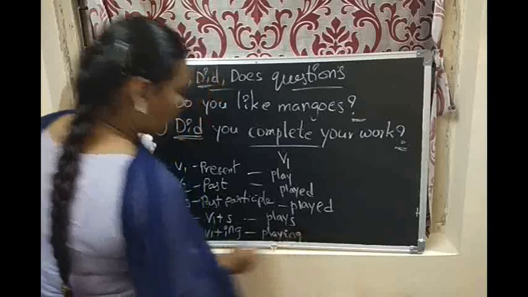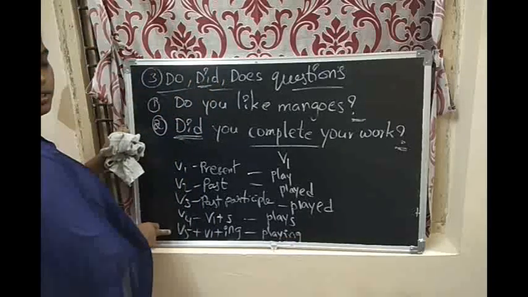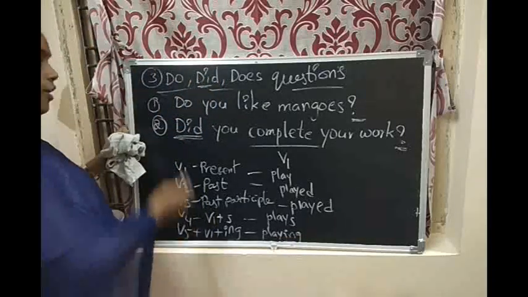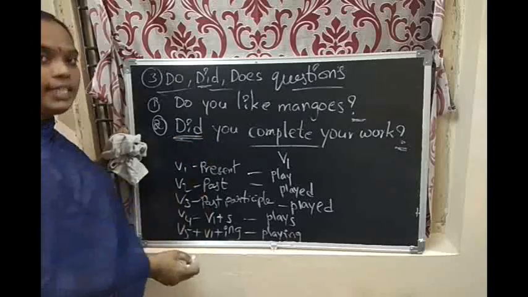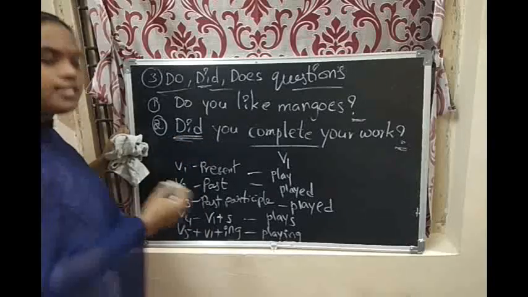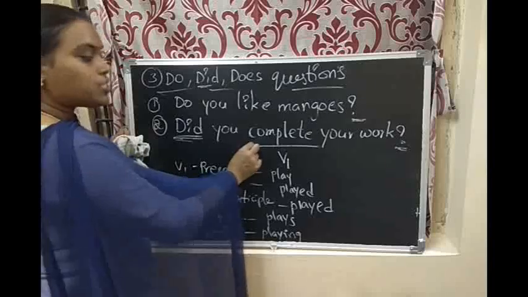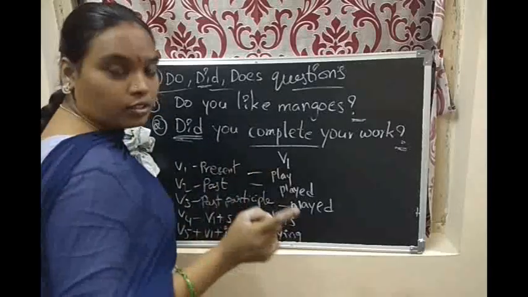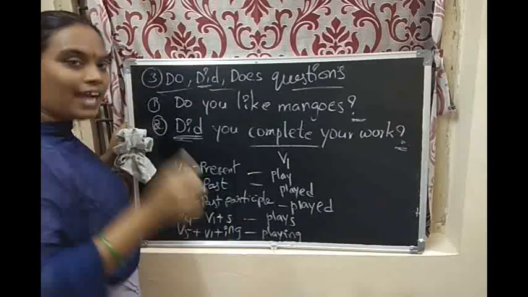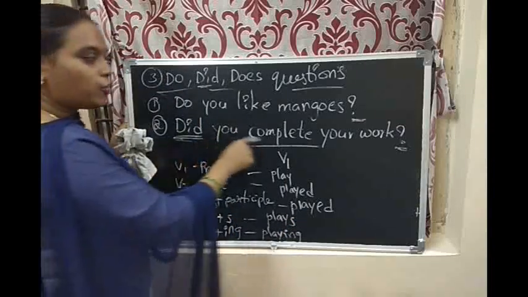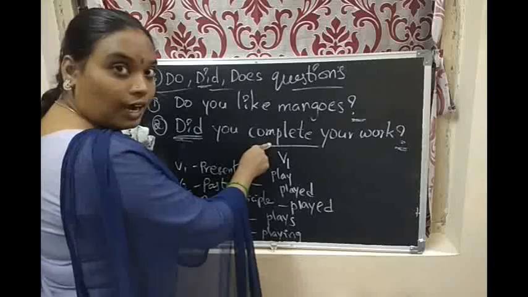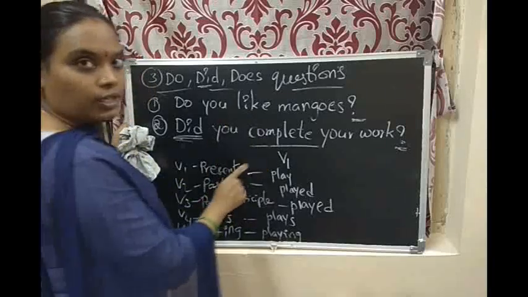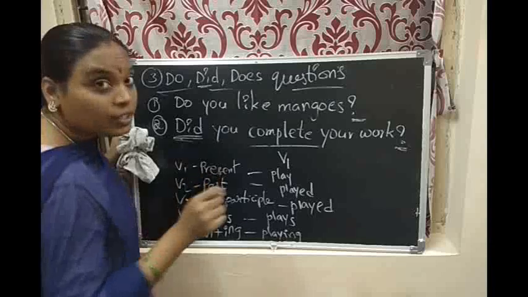These are the examples of V1, V2, V3, V4. Here what we have to know: whenever we are using "did" in a question, that is the past tense, no? So we have to use V1 here. Don't say "did you completed your work." Whenever you start with "did," you have to ask or write V1 only. Like, did you complete your work?